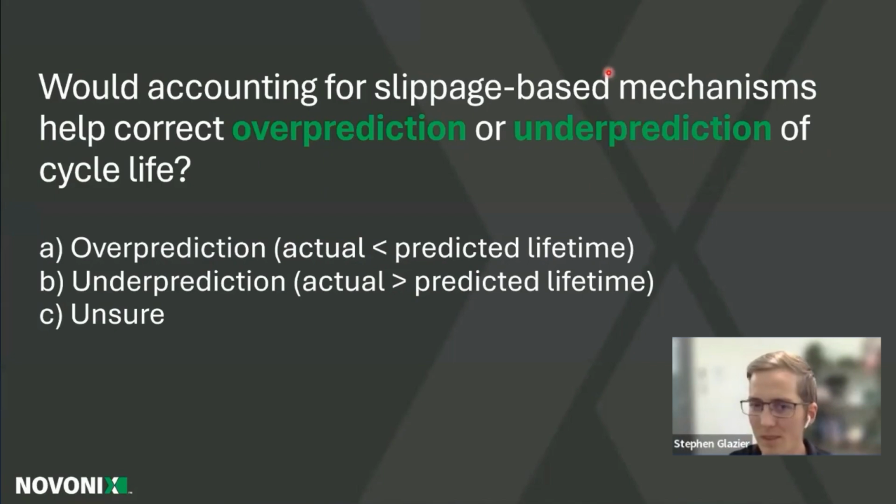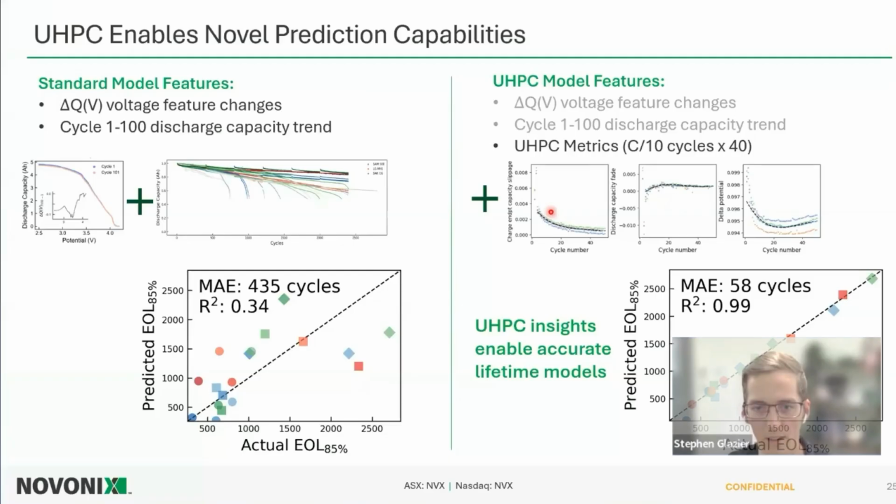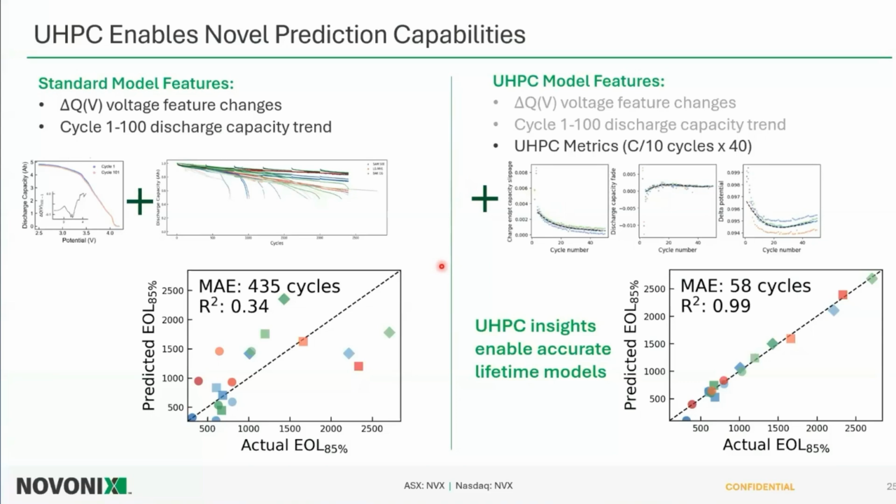Okay, great. So the answer is that this will actually help considerably with over-prediction of lifetime. Because when these slippage-based mechanisms lead to something like salt dry out or electrolyte dry out or salt depletion, this can lead to sudden kneeing where these discharge capacity trends or normal voltage features may not pick up on these insights, especially with lower resolution. So when these sudden knees happen, in this region here where the model's over-predicting lifetime, it's really going to help snap these back down based on the rates of these slippage-based mechanisms that are happening.